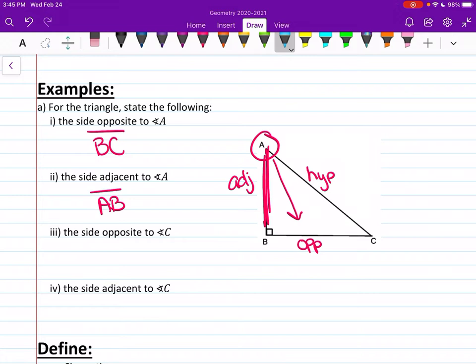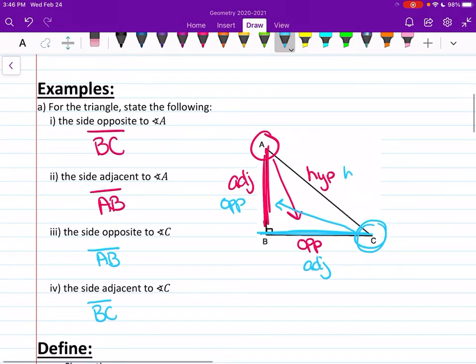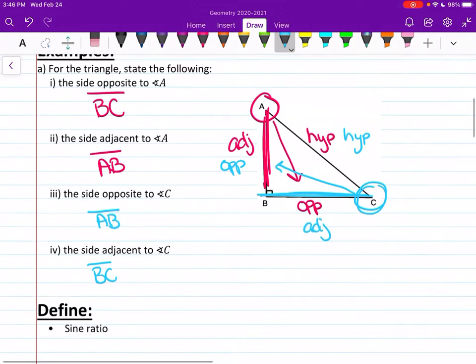Now, if I want to talk about the opposite and adjacent to angle C, those are going to actually switch because the opposite side, the side that doesn't touch angle C, is segment AB. And the side that does touch angle C, that's not the hypotenuse, is going to be side BC. Okay? So depending on which angle you talk about will determine which side is opposite and which side is adjacent. The hypotenuse is always the same no matter which angle of interest you have.